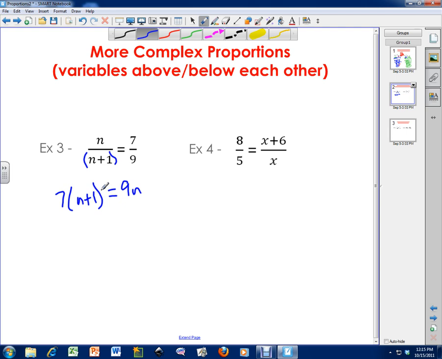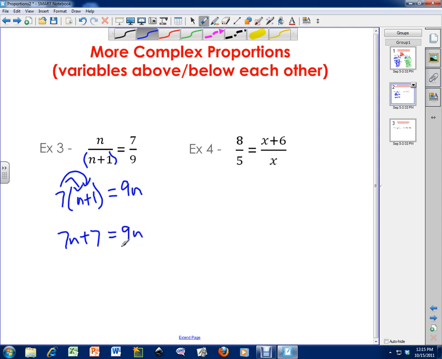I'm not going to put the 7 afterwards and have (n + 1) times 7, because you don't see that normally on math problems. But you are used to seeing the 7 in front of the parentheses here. And then I'm going to have 9 times n here just because that's what you're used to seeing. When I distribute, the 7 times n is 7n. 7 times 1 is +7, and that equals 9n.